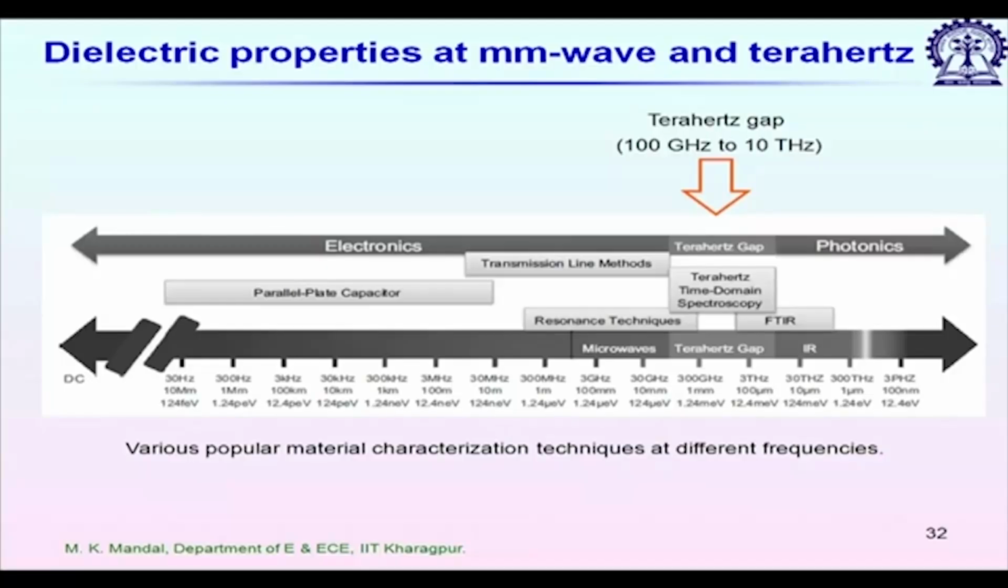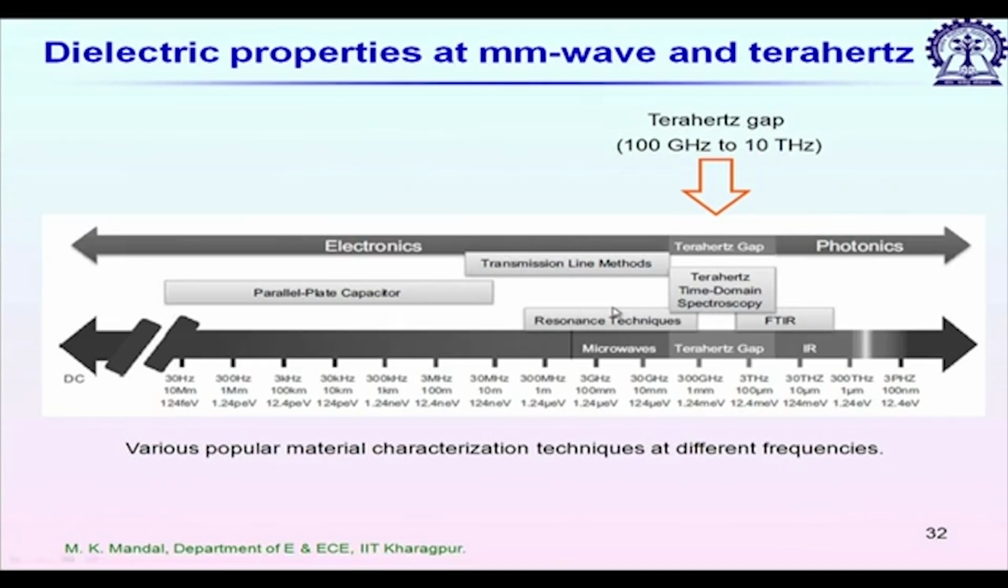We place dielectric material between two parallel plates for characterization, or sometimes we design some sort of resonators and then we measure the resonance frequency and other effects to measure the dielectric constant of any given material. So, we can still use that resonance method at millimeter wave frequencies also. Other techniques are transmission line methods.